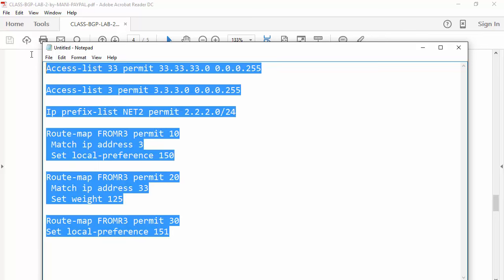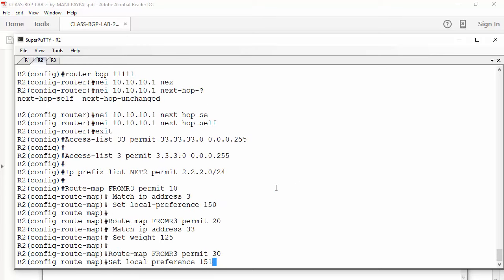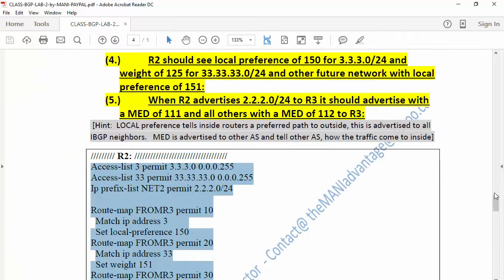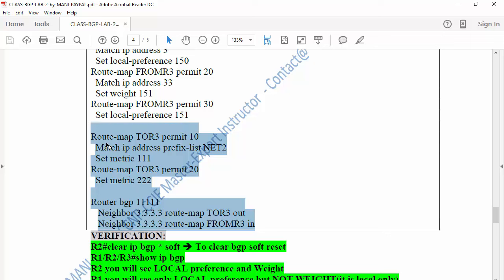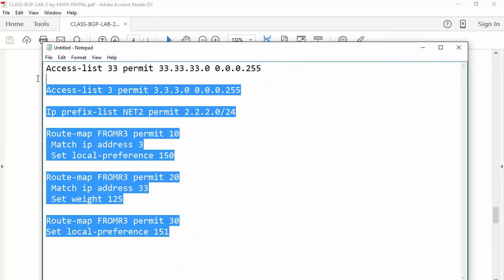Okay, so I'm going to type this one, guys. You can take a pause. Copy, I'll go to router 2, paste. So it took the route maps and everything. Now I have to go back to my PDF document. Let's configure this one too. This is outbound to R3, and we are also going to apply it to the neighbor. So let's do that one. Copy, because when you copy and paste from a PDF document, it might not work as you expected. That's what happened before.